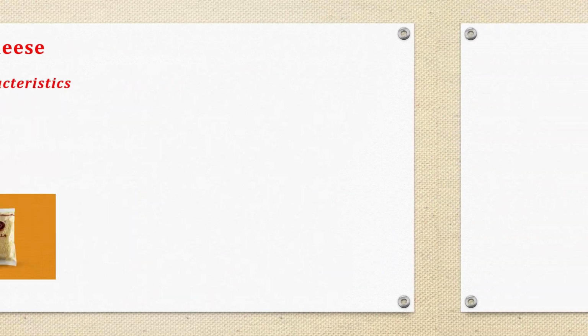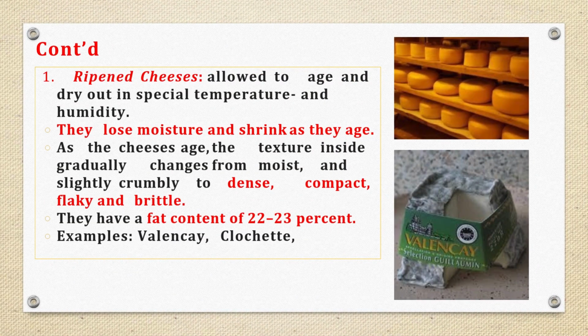In contrast, we have ripened cheeses. These cheeses are allowed to age and dry out in special rooms with controlled temperature and humidity. As they age, they lose moisture and shrink. The texture inside gradually changes from being moist and slightly crumbly to becoming dense, compact, flaky, and even brittle. They typically have a fat content of about 22 to 23%. Examples include Valençay and Clochette.